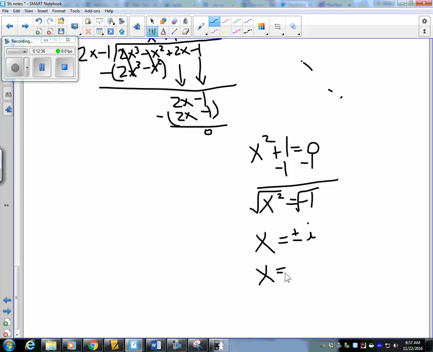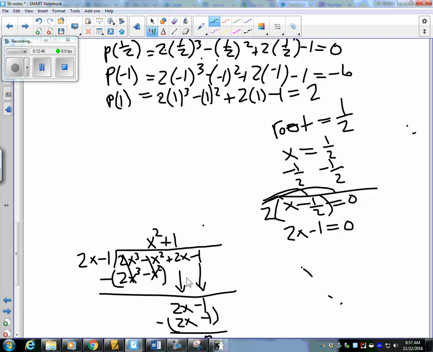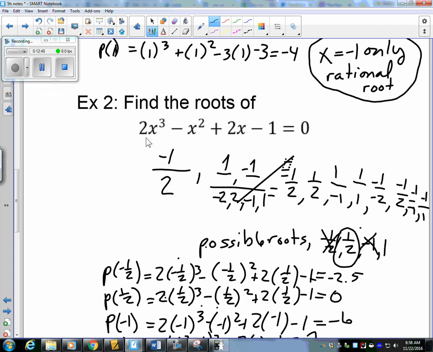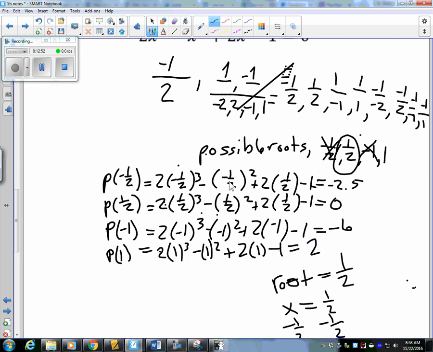So these are all three roots from the polynomial function all the way up top of 2x to the third minus x squared plus 2x minus 1. So this is the process you're going to have to do. Come to class with questions. I know it's quite a process, but I know you guys are more than capable of it. So we'll just practice.